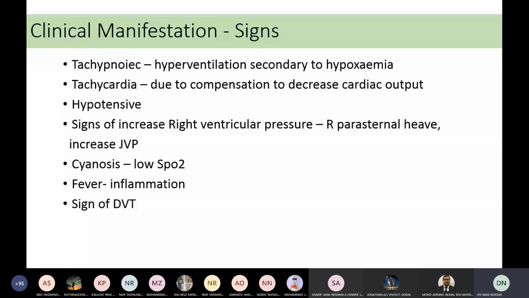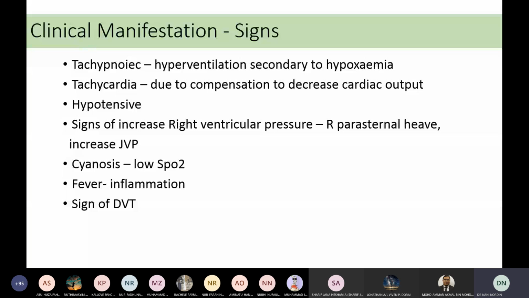Okay, so symptoms-wise, they can be asymptomatic, so you can easily miss. But the moment you check the patient, the patient can just come with dyspnea. Okay, so you want to check the patient.